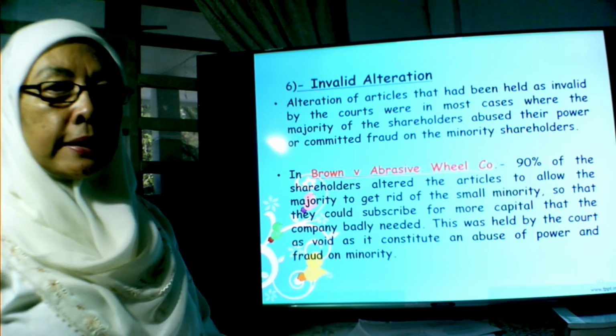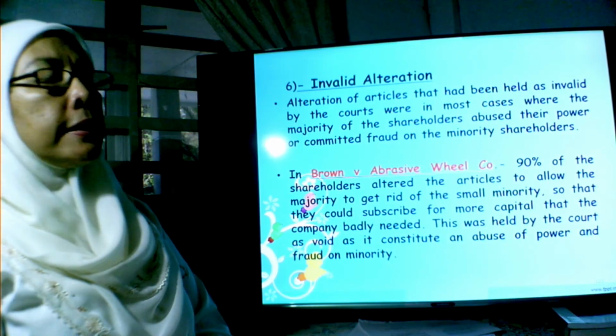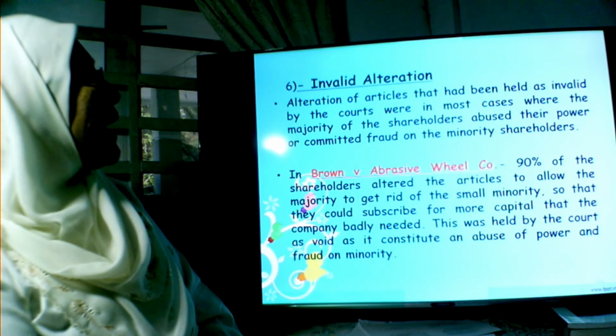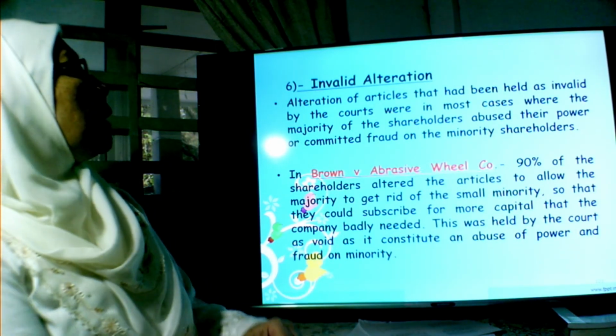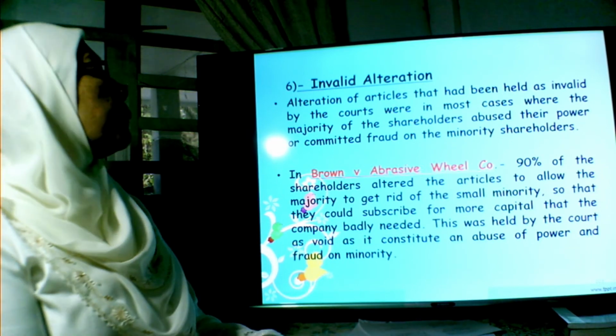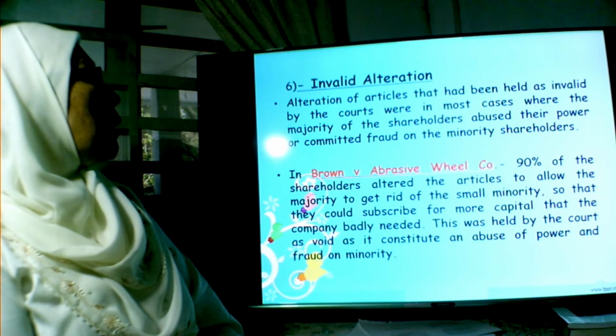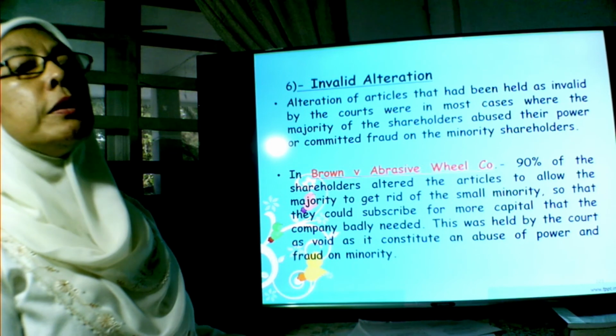This is our last chapter today under Constitution. Okay, student. Our last chapter today, number 6, invalid alteration. Pindaan yang tak sah. Okay. Alteration of articles, why they are being declared invalid? Kenapa ya diputuskan oleh mahkamah sebagai tidak sah? In most cases, because majority shareholder abuse their powers.